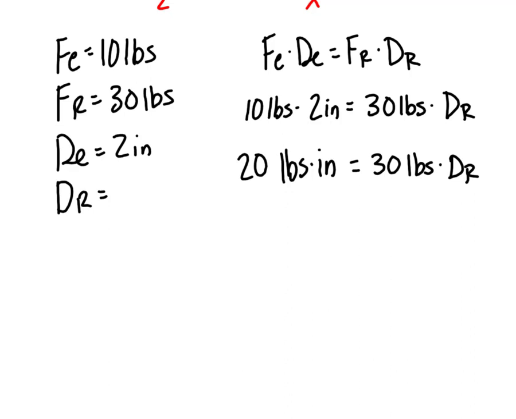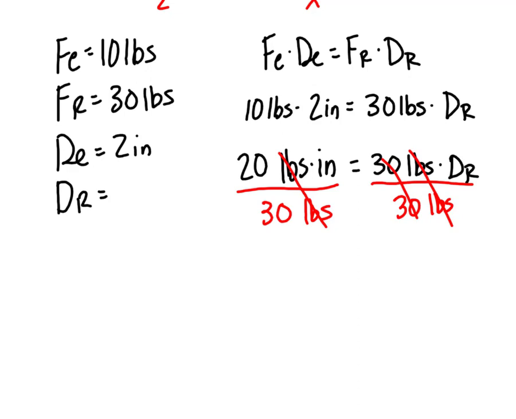Now, we have to get DR by itself. So right now it's being multiplied, so we're going to divide, right? So we're going to divide by 30 pounds. That's going to cancel those things there. 30 pounds here, which is good because now we have pounds over pounds. So those cancel. We're left with inches. That's important because it's a distance, right? So we need to have a distance unit.